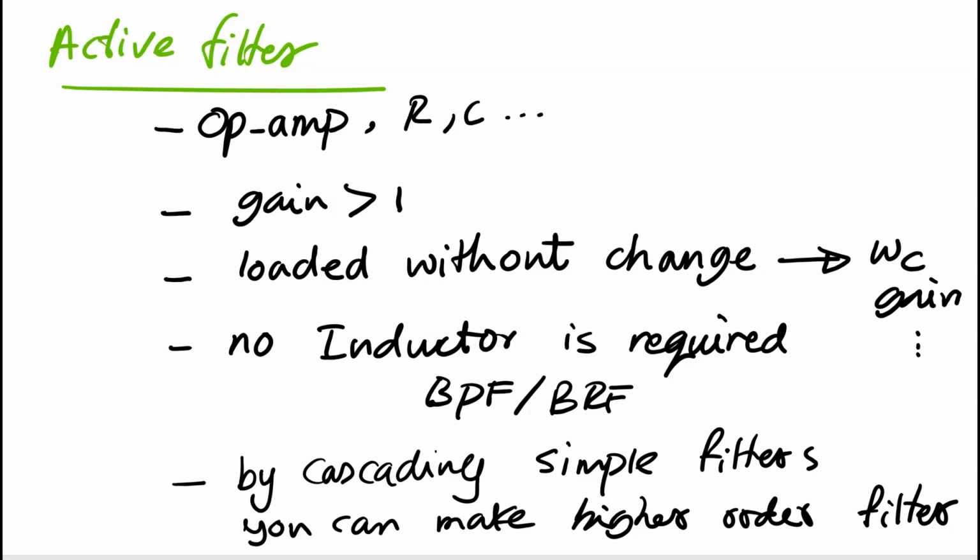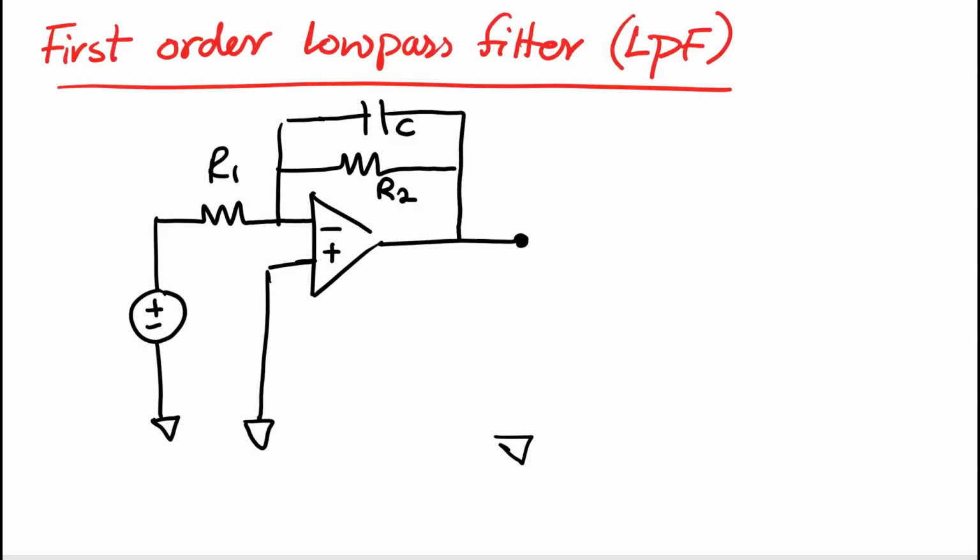Okay, now let's take a look and analyze the circuit of a first order low pass filter. Here you can see the circuit of a first order low pass filter. In this circuit we have an op-amp. This op-amp has an input impedance which is equal to R1 and a feedback impedance which is the equivalent of R2 and C in parallel. So this is a first order low pass filter, but in order to analyze this, I want to remind you how the transfer function of a low pass filter looks like.